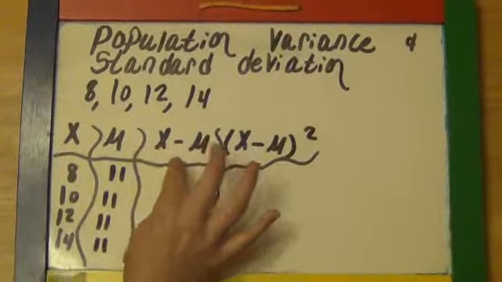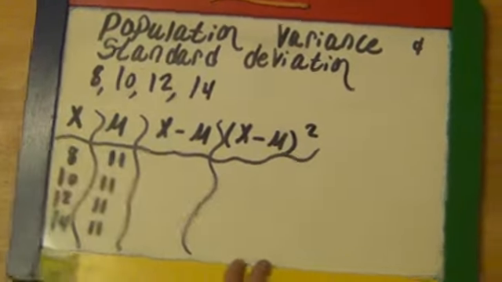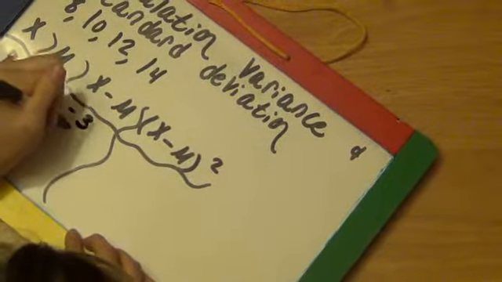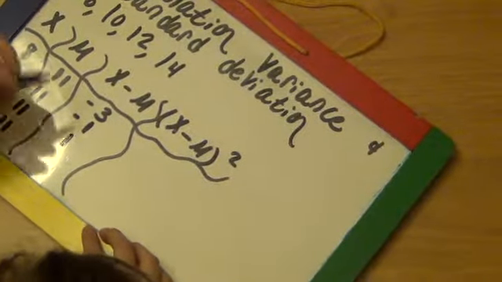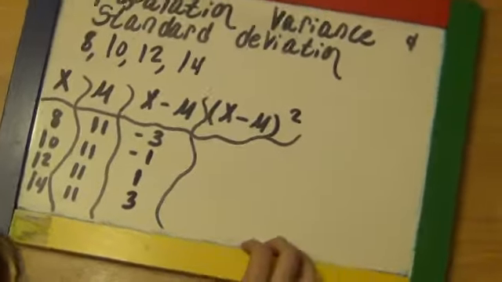We'll scoot on over and do our x minus the average. 8 minus 11 is negative 3. 10 minus 11 is negative 1. 12 minus 11 is 1. And 14 minus 11 is 3.